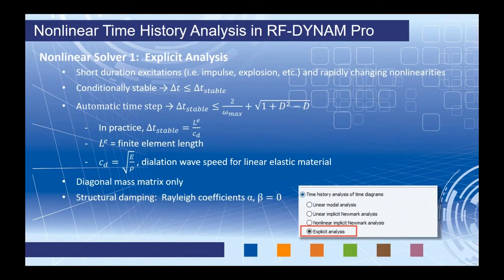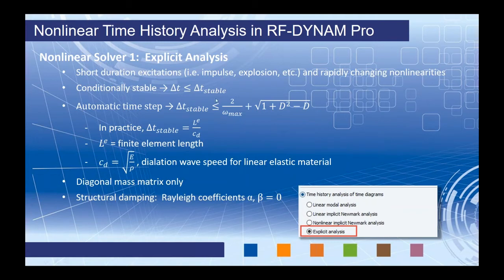Looking at the first nonlinear solver in a little bit more detail, well, this is an explicit analysis solver. This is best for short duration excitations such as an impulse, an explosion, or rapidly changing nonlinearities. Now, in order to get a conditionally stable model, your time step, delta t, must be less than or equal to delta t stable. Well, the question is, what is delta t stable?